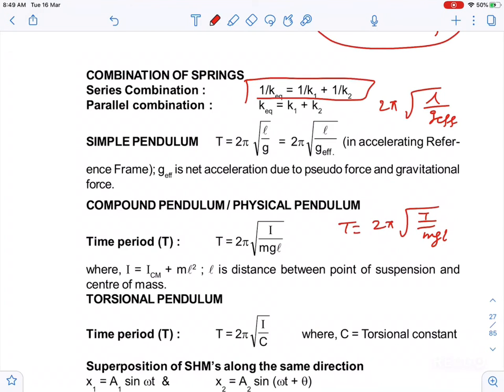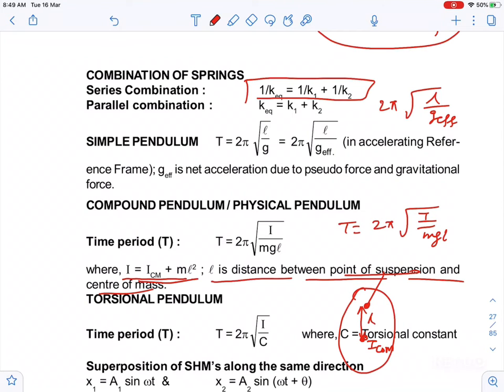I is moment of inertia, and moment of inertia you have to take carefully. The thing is that I have written I is equal to I center of mass plus ml square. This is not always taken from center of mass. So L is the distance between the point of suspension and the center of mass. Suppose guys, if the body is suspended like this, and center of mass is here. So this distance you have to calculate, and moment of inertia about this point you have to calculate.